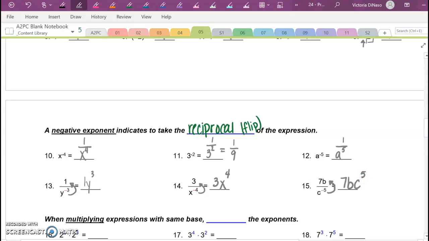So anytime we have a negative exponent, we are moving it. And it just applies to that one single base. So in number 15, I'm not moving 7, and I'm not moving b because 7 has an exponent of positive 1, and b also has an exponent of positive 1.